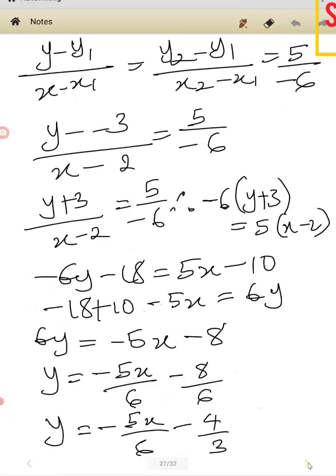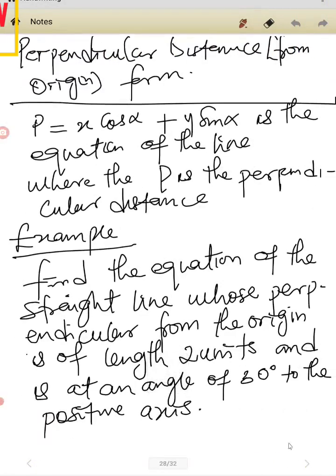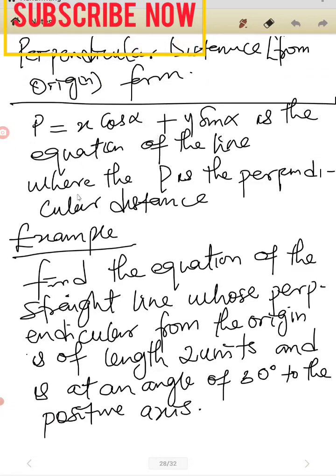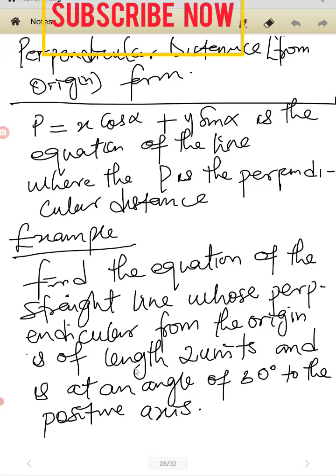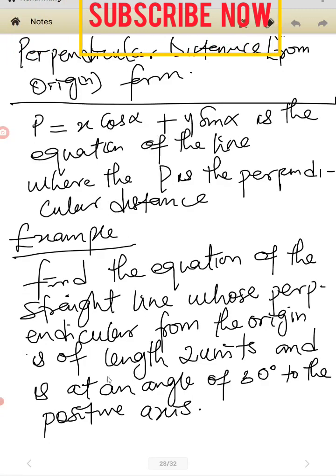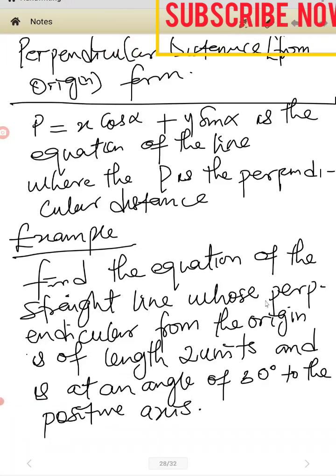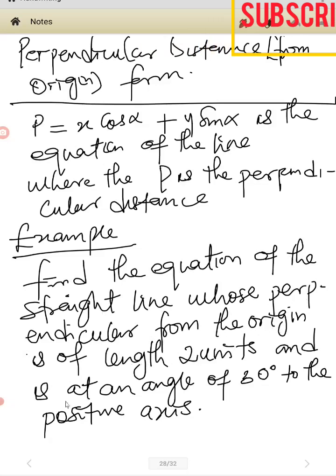So now we go to what we call the perpendicular distance from the origin. It says p is equal to x cos alpha plus y sin alpha is the equation of the line where p is the perpendicular distance. This is just the formula you have to apply. It says find the equation of the straight line whose perpendicular distance from the origin is of length 2 units and its angle is 30 degrees to the positive x-axis.